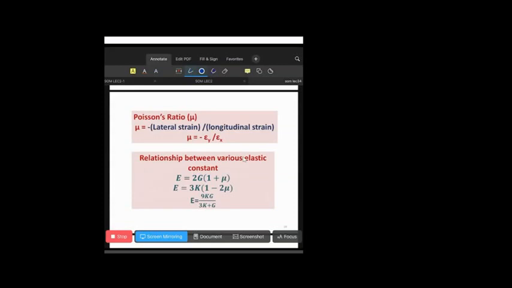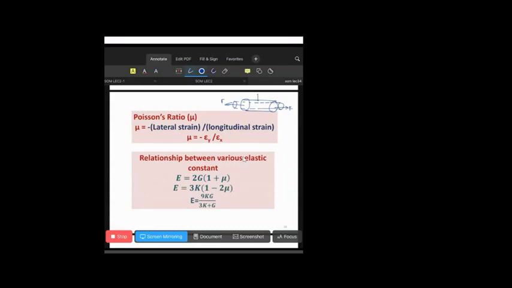Now, before going to this relationship, we must know what Poisson's ratio is. I think most of you have covered Poisson's ratio in previous classes, but in short I will let you know. See, a rod is there along the longitudinal axis. If I apply a load, there will be a deformation along the longitudinal axis, so there will be extension in the rod. At the same time, on the lateral side, there will be compression.